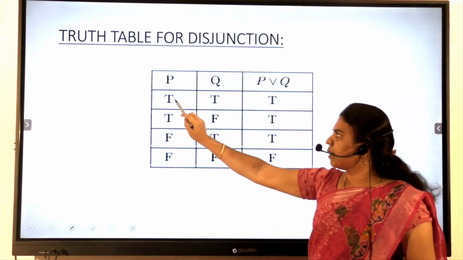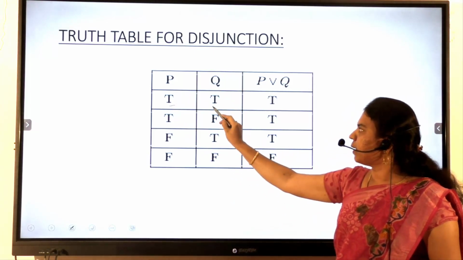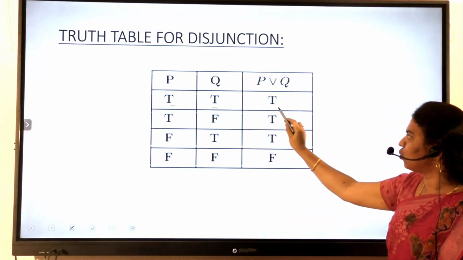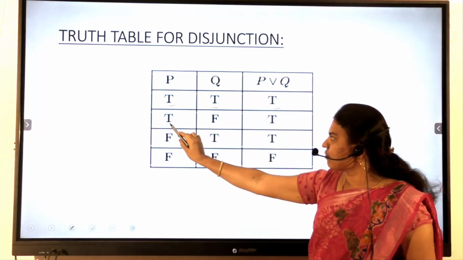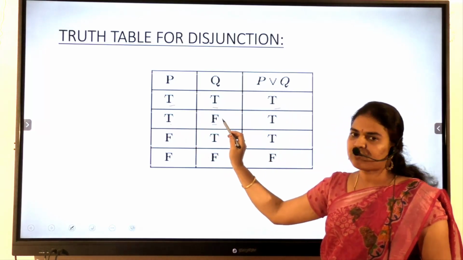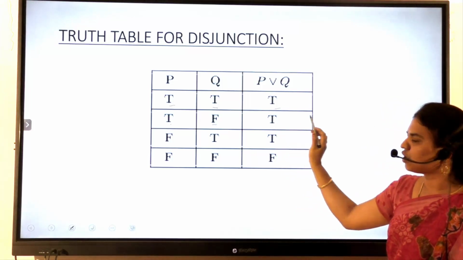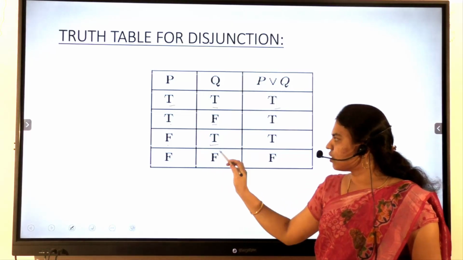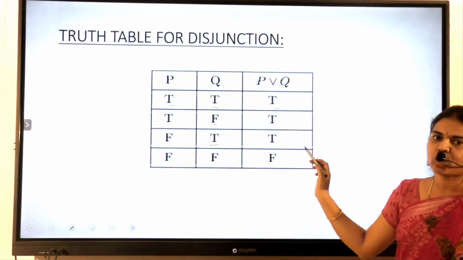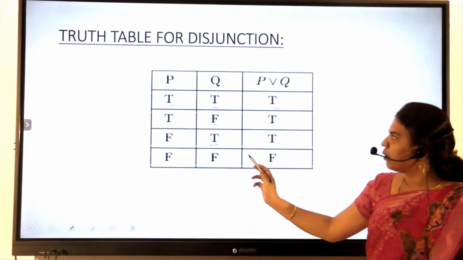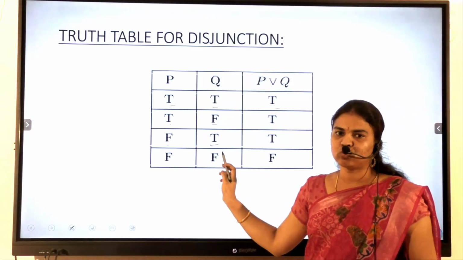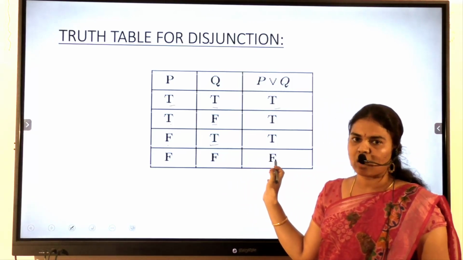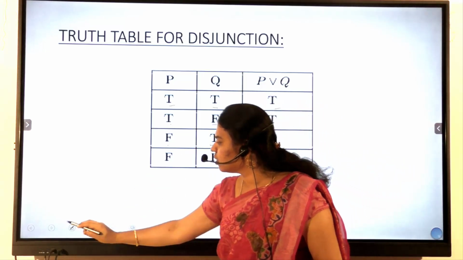If the statement P has the truth value true and the statement Q has the truth value true, then the resultant statement P ∨ Q has the truth value true. If P is true and Q is false, then P ∨ Q is true. If P is false and Q is true, then P ∨ Q is true. If both the statements P and Q have the truth value false, then the resultant statement P ∨ Q has the truth value false. This is about the disjunction.